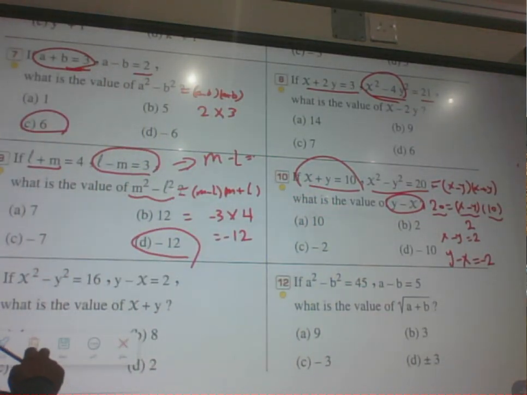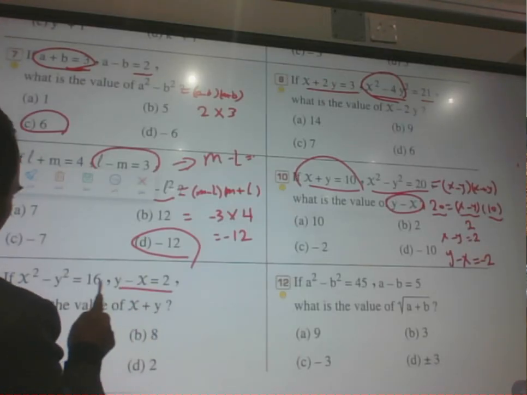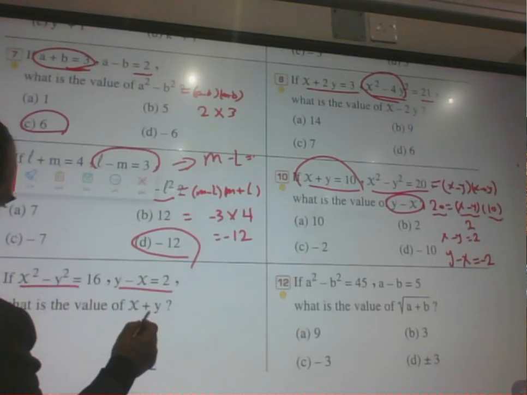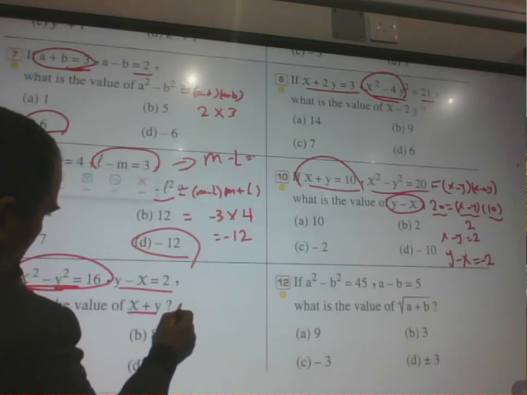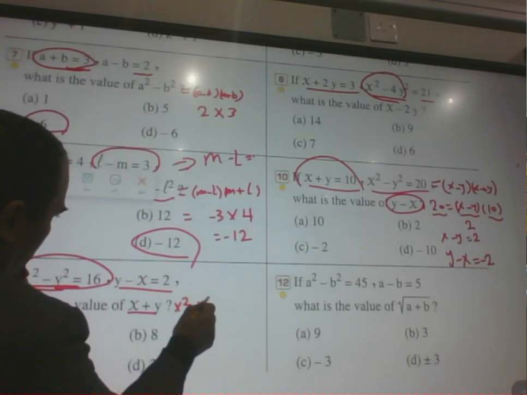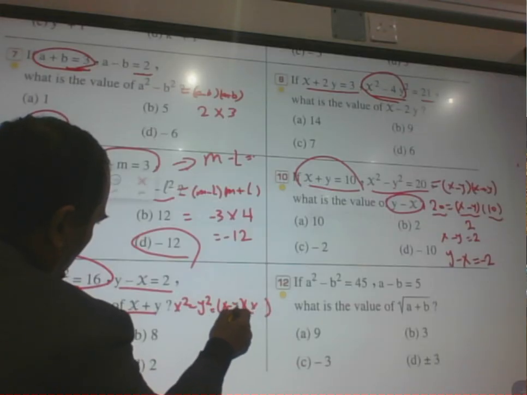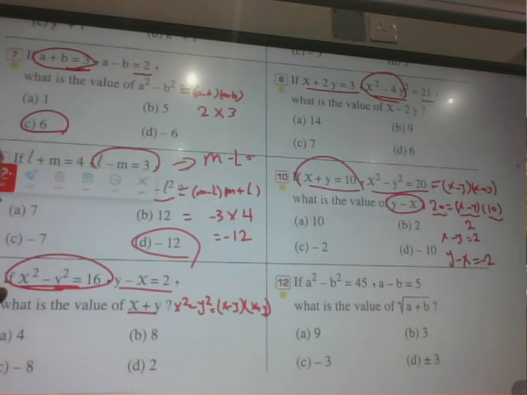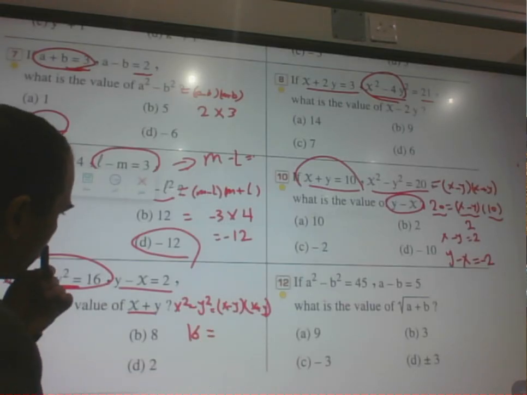Next question down here. If x power 2 minus y power 2 equals 16, okay, the difference between x power 2 and y power 2 equals 16, and y minus x equals 2. What is the value of x plus y? We can factorize this expression here. X power 2 subtract y power 2 equals the product between two expressions, x minus y and x plus y. The value of the first is 16 and x minus y.